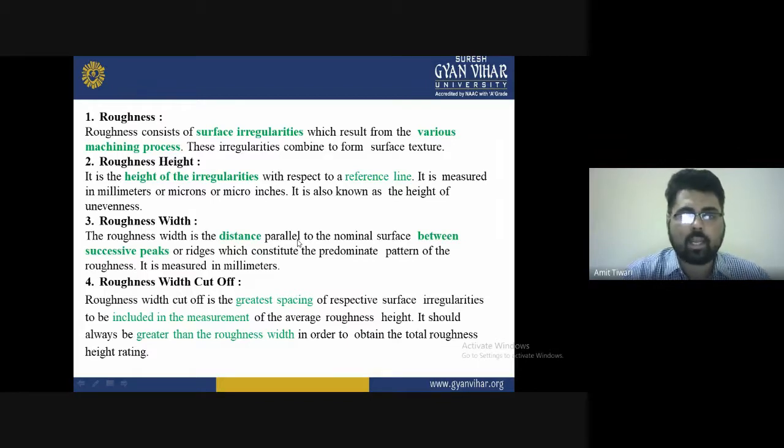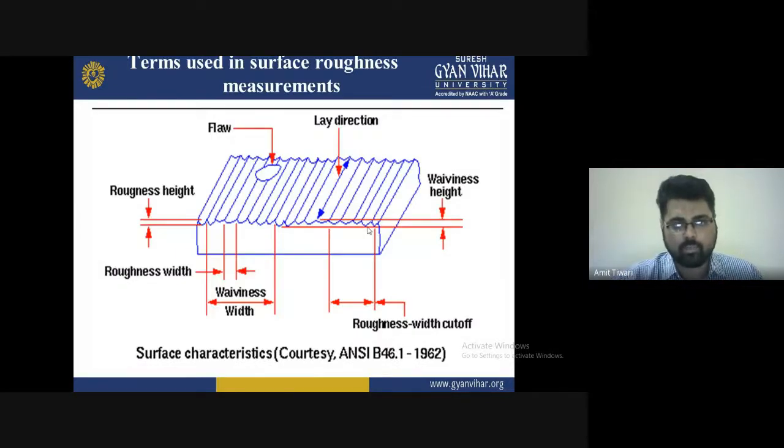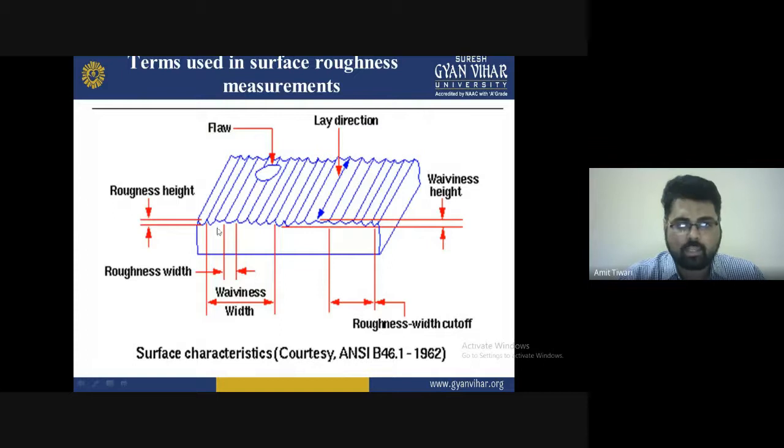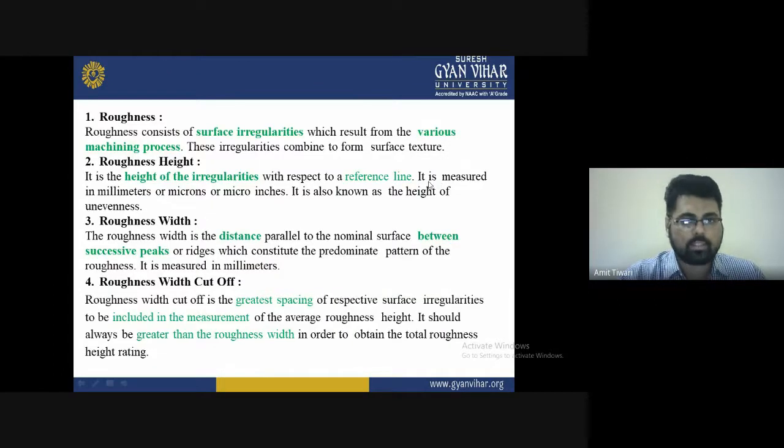Roughness height is the height of irregularities with respect to a reference line. It is measured in millimeters, microns or micro inches, and is also known as the height of the unevenness. You can see in this diagram the roughness height. This is the reference line, and from the reference line the height of irregularity is measured. It is measured in millimeters, microns or micro inches.